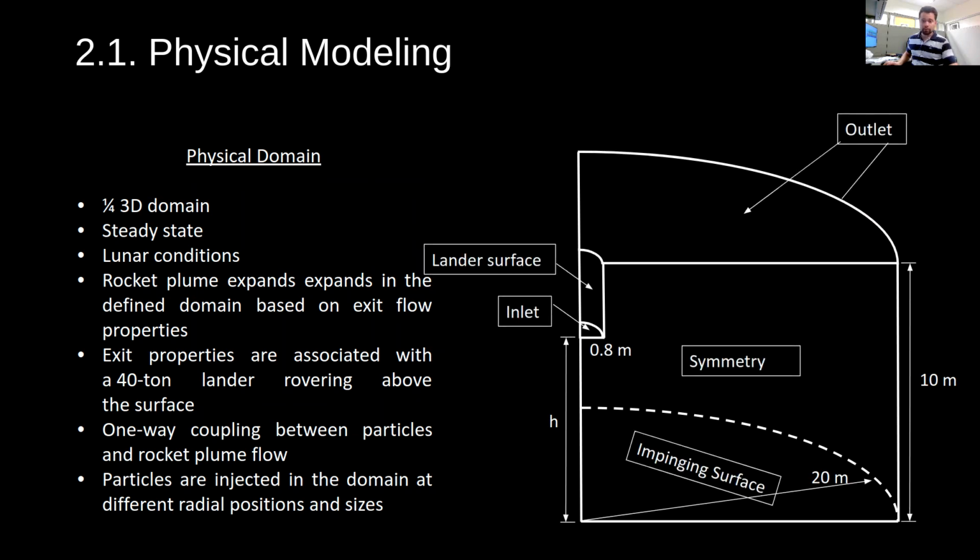Using this physical model, the mathematical model uses the DSMC method to obtain rocket plume flow variables for the 4 altitudes. For solving the particle trajectory, the Lagrangian approach, considering drag and weight forces, uses the rocket plume flow solution through a one-way coupling. We simulated a broad range of particle initial radial positions and sizes to investigate their terminal velocity and angle after the plume flow influence region.